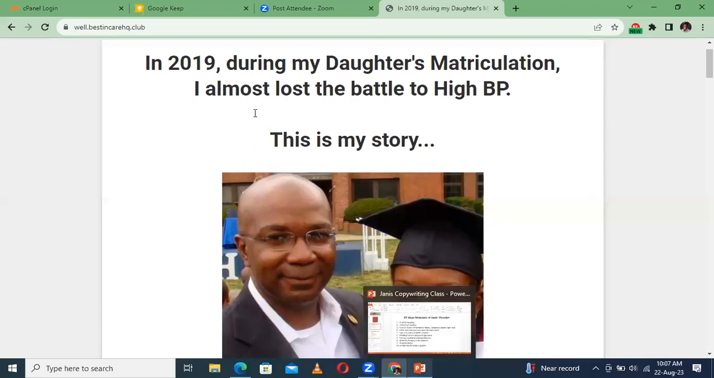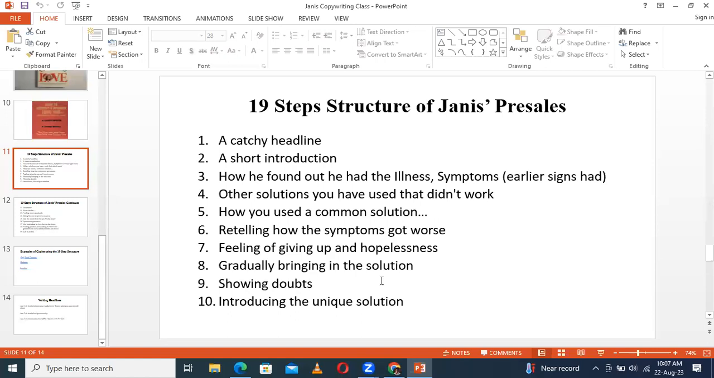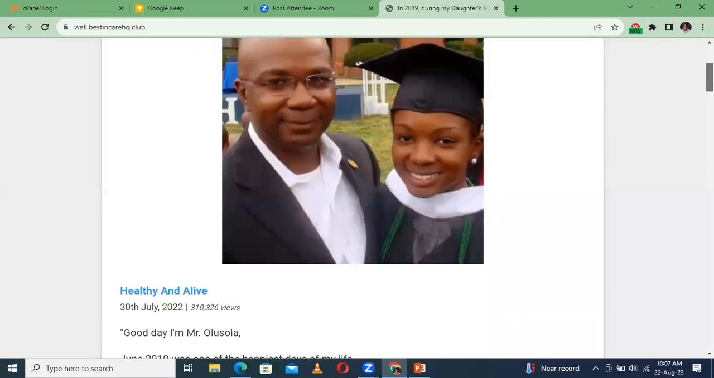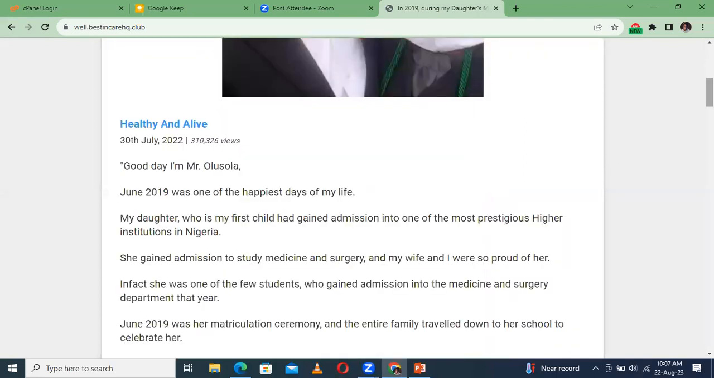Then the number two step is a short introduction. The thing about the short introduction is to just introduce the person, maybe what the person does, just a little background. You don't need to say too much. It's always very short. Look at how this story started: Good day, I'm Mr. Olushola. Guys, can you see how short it is? Are you with me, guys? Yes, sir. Okay, so a very short introduction.